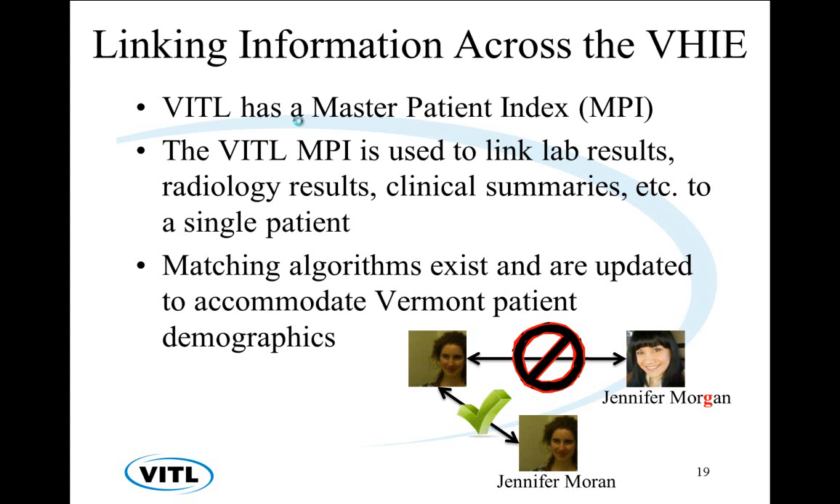VITL has a master patient index. We also call it the MPI, and this links the data for a patient together. We have matching algorithms that exist and are updated to accommodate Vermont demographics. So maybe we have a lot of a certain type of last name in Vermont, and so we have to tweak our matching to make sure that people aren't incorrectly matched together.